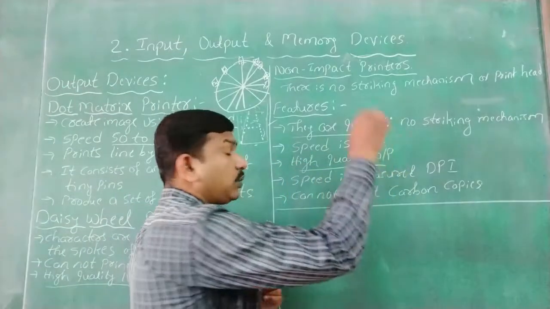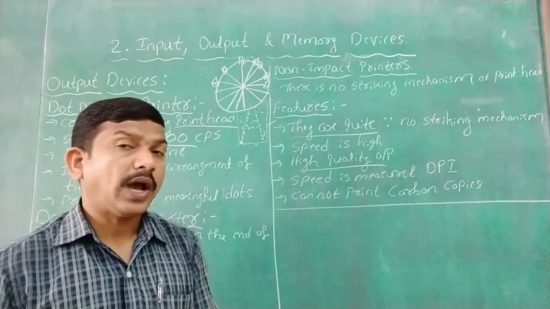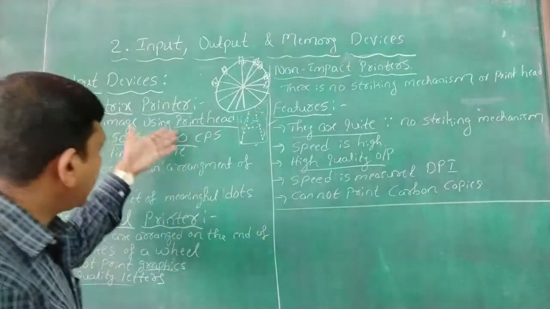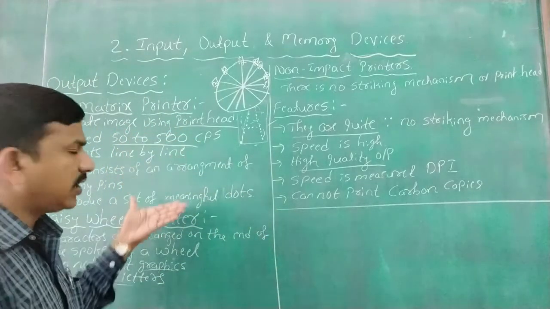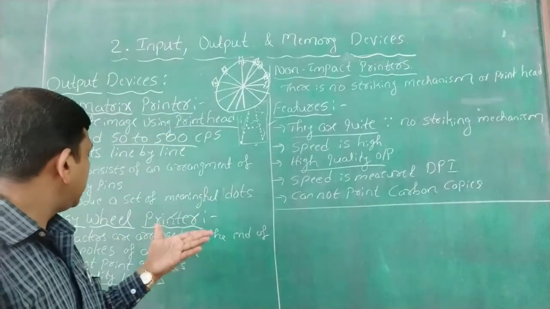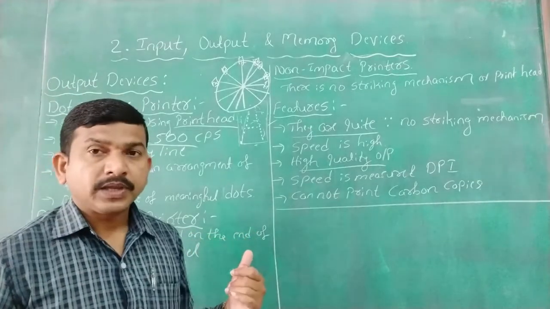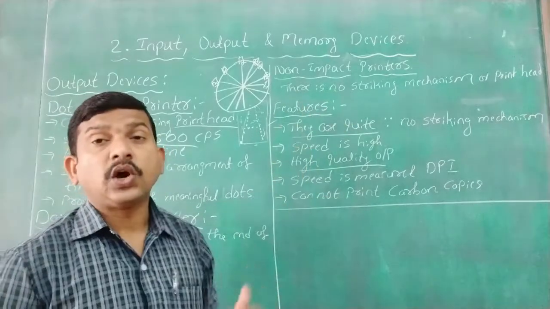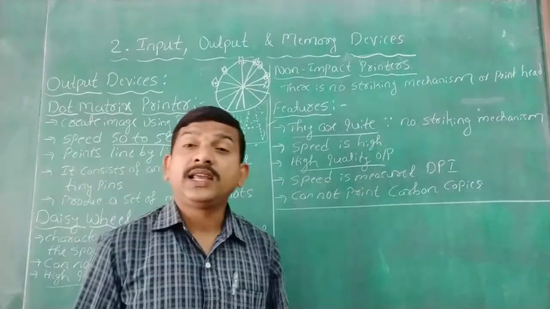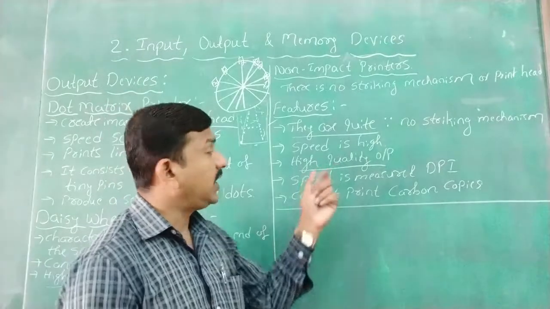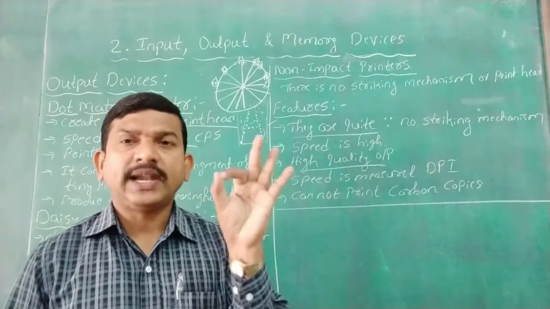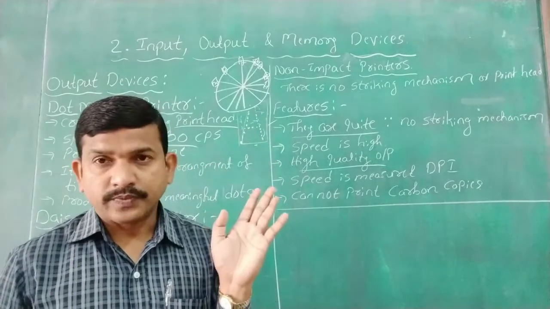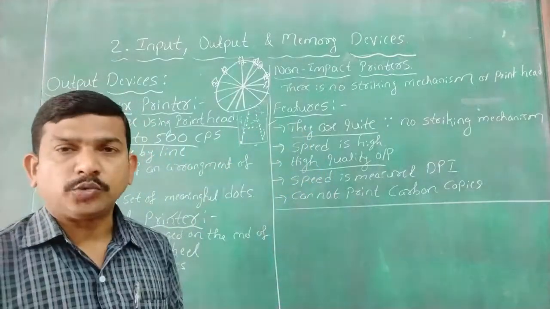Then high quality output. High quality output means, what we are getting is the printout. Here also we are getting the printout. Using dot matrix we are getting printout, from daisy wheel also we are getting printout. Compared to this, if you take printout using non-impact printer, the quality is very good. That's why the quality is high, letters are clear, and images are very clear, very attractive. So it's a high quality output.